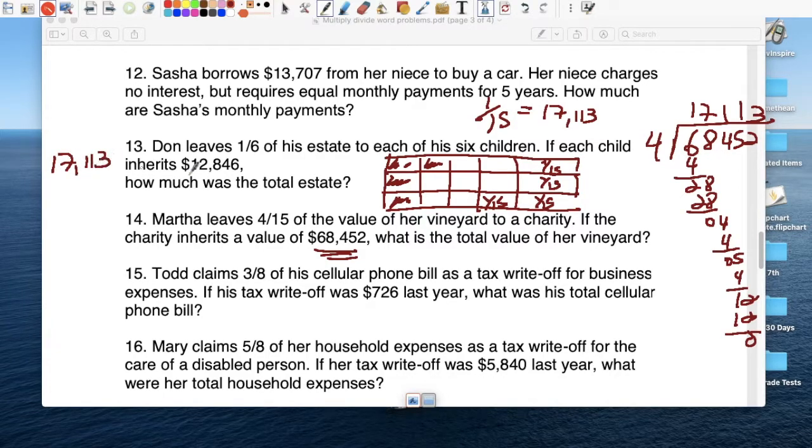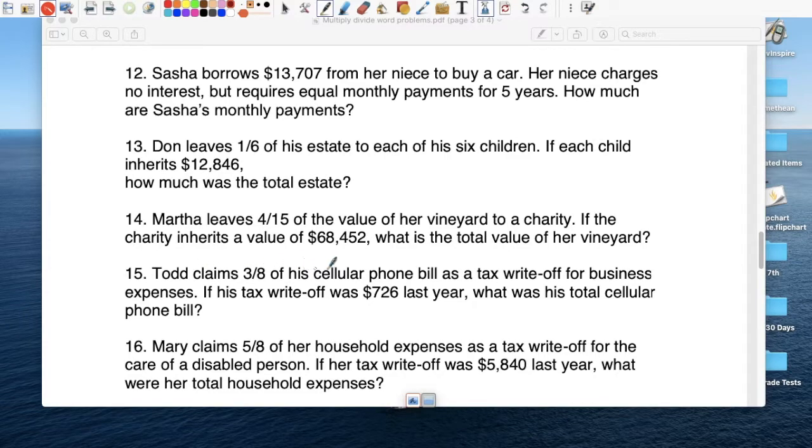Which we can now multiply by 15, right? Because now that we know what 1/15 is, we can multiply that by 15 and find the total. When was the last time I multiplied this many numbers? So the total value of the whole vineyard was $256,695. Okay.